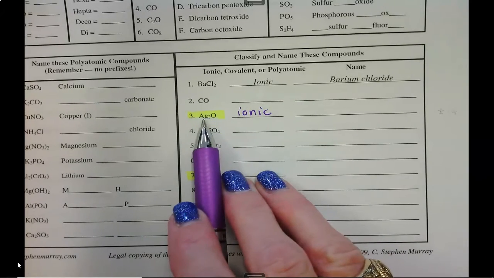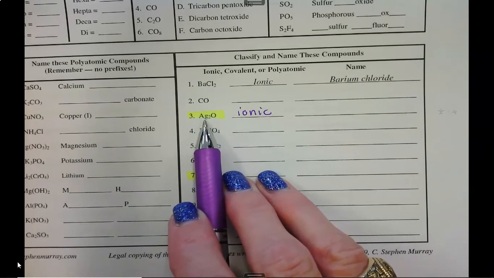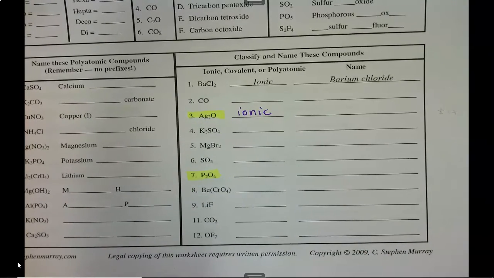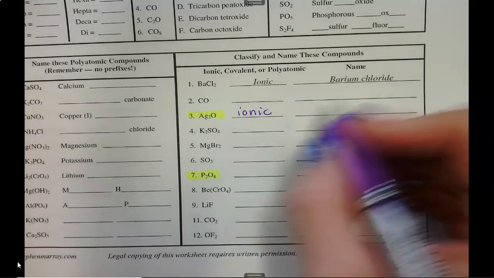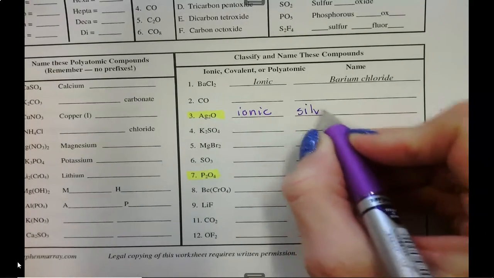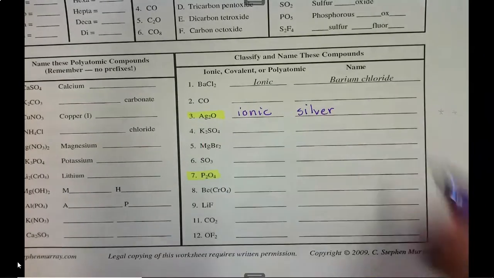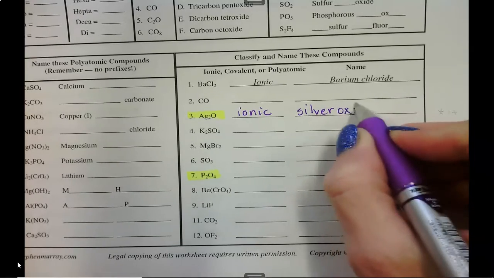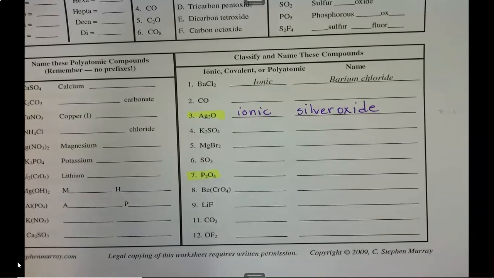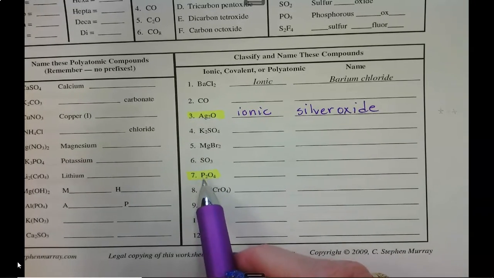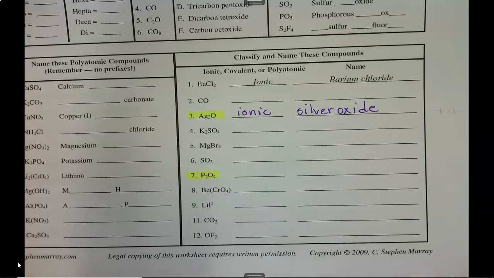Well, silver is a transition metal, and normally it would get a Roman numeral, but remember, silver is an exception. So silver always has an oxidation number +1, so this thing is not going to get a Roman numeral in its name, thank goodness, right? So this thing is just going to be silver, and then you're going to change the ending of oxygen to IDE, silver oxide.